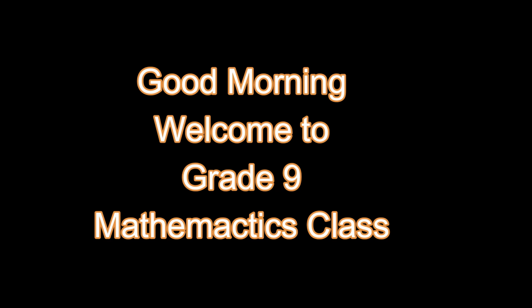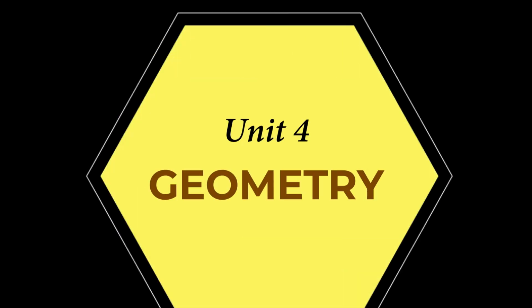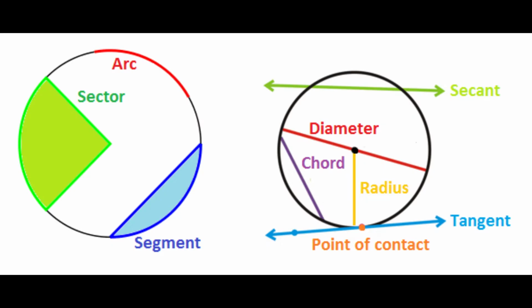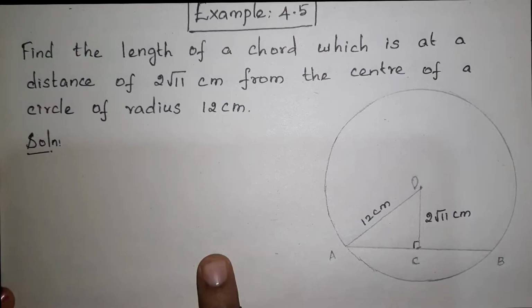In our regular class, we have already started lesson 4, geometry introduction. We have learned about the circle, parts of circles, the diameter, radius, center, chord, secant, theorem 6, theorem 7, then the converse of theorem 7. So today we are going to start our example question. Let's see example 4.5.